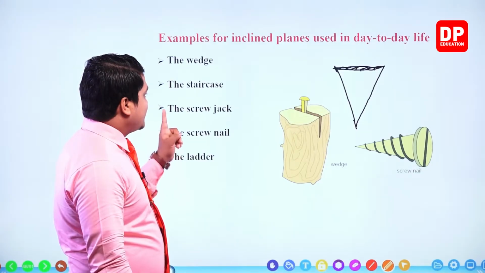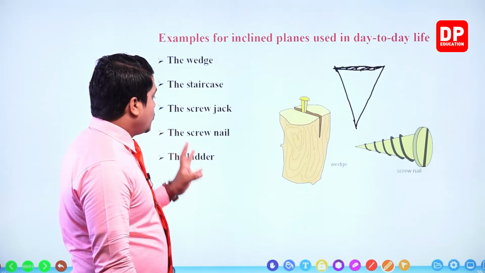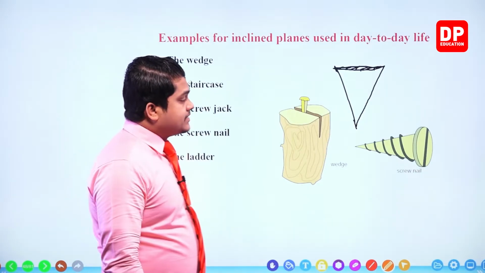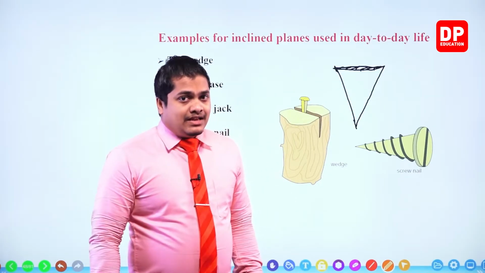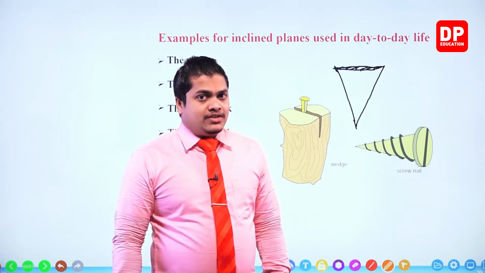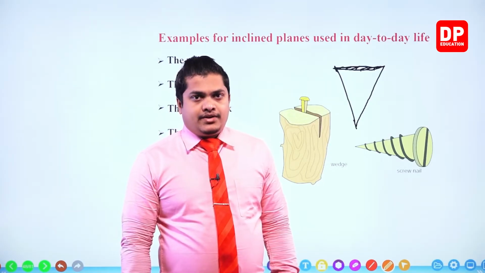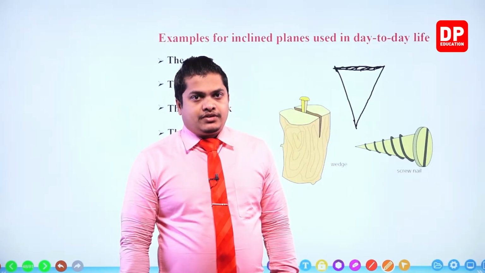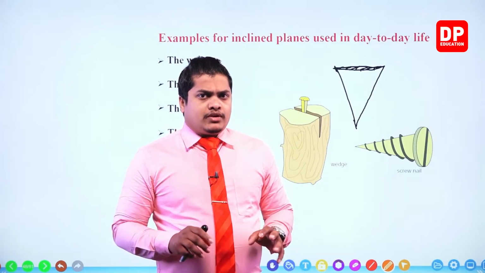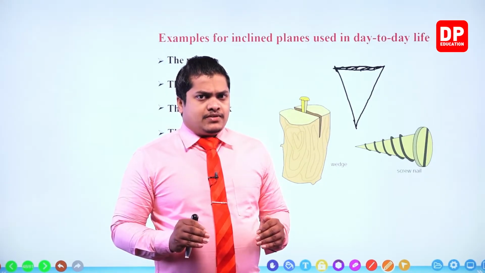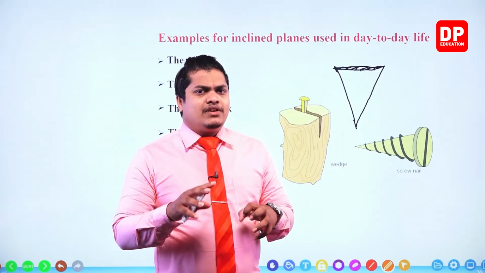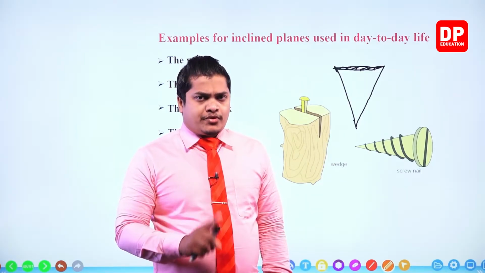So the wedge, staircase, screw jack, screw nail and ladder are examples of simple machines that reflect the inclined plane in our day-to-day life. Right, my dear children? So I hope that you got the idea about these examples. So to clarify these things even more, let us head on to the laboratory.